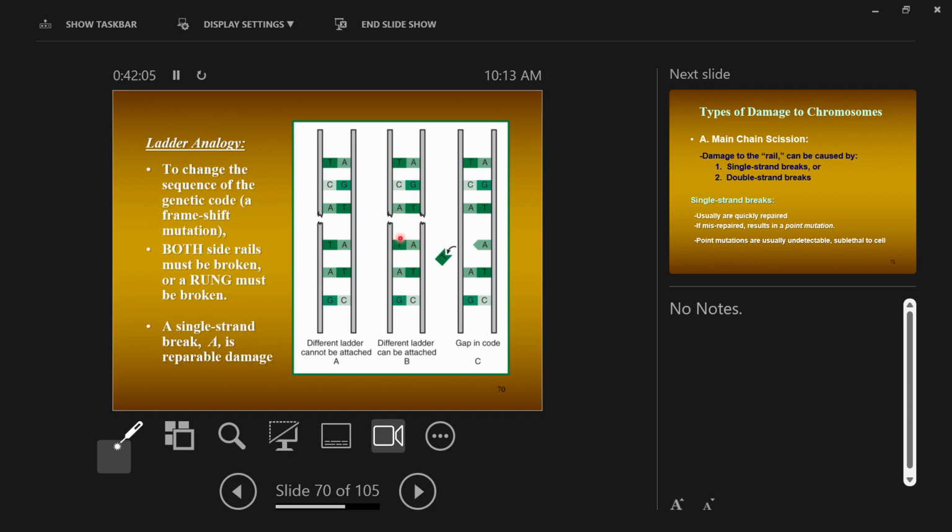So this is one frame shift mutation, main chain scission, and then you have rung damage here, where an ionization event causes a piece of these nitrogenous base pairs to just be broken off. Okay, and now where a piece of instruction would have been, it's now not there. Okay, and that's going to make all sorts of weird problems. The cell will either build the wrong protein, not build the protein at all, build too big of a protein or too small of a protein. It's a number of different things that can happen, but the point is we've made a change to the code with rung damage. All right, so A is repairable. B and C are not repairable.